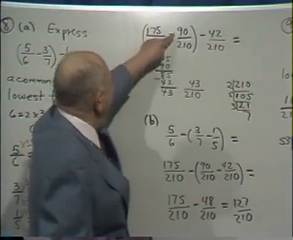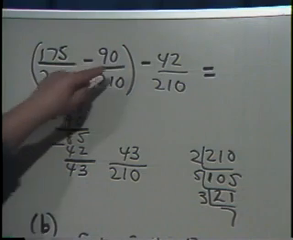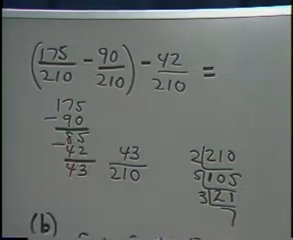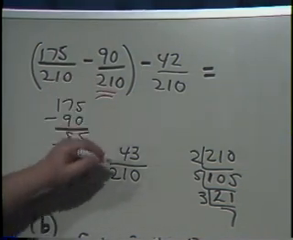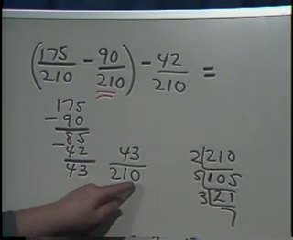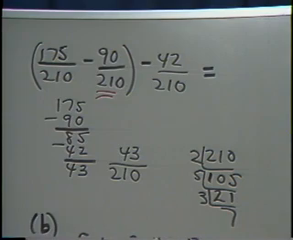So 175 minus 90 is 85. Then I subtract 42. That gives me 43. 43 what? 43 over 210. And that must be in lowest terms because 43 is a prime number.